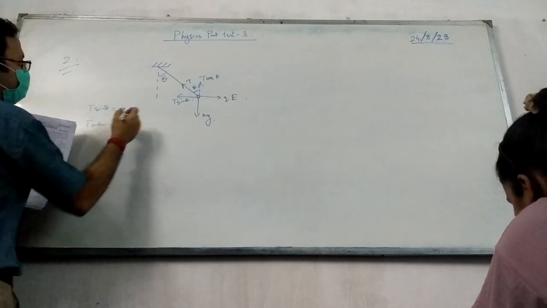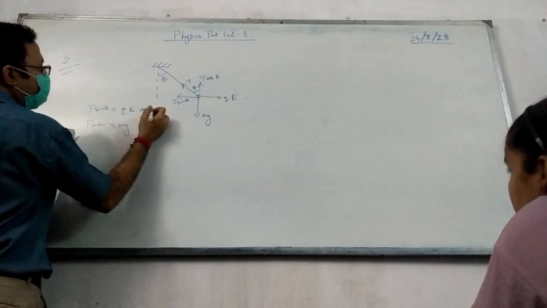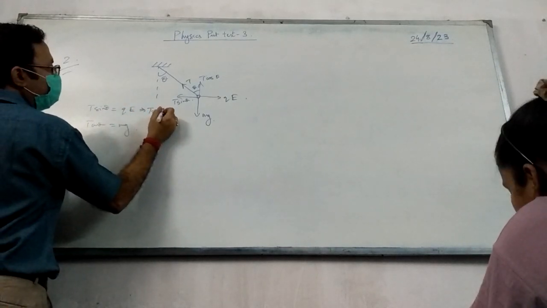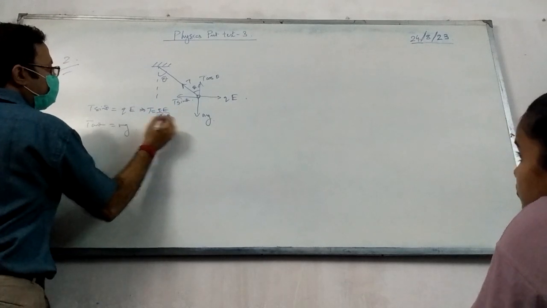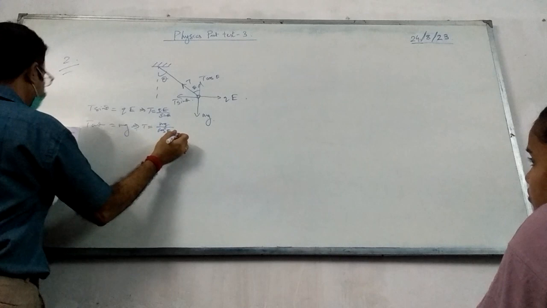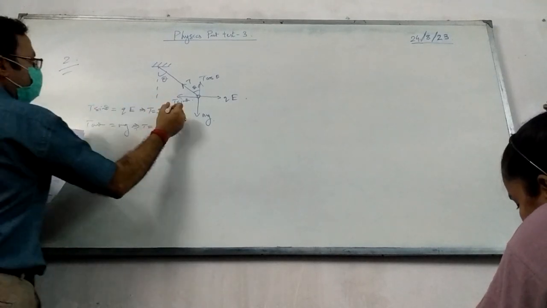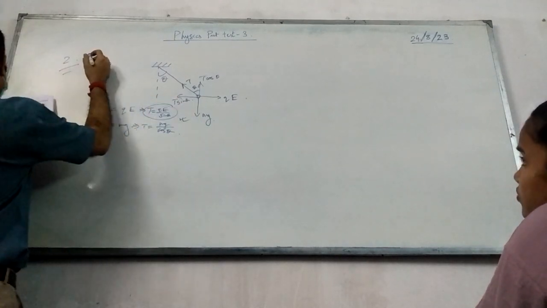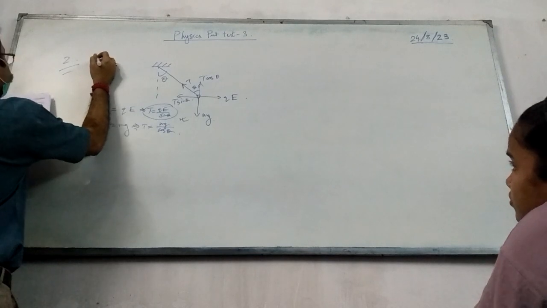Now they want you to find out the tension in the string. So either you can use this formula which says T equal to qE by sin theta, or you can use this formula T is equal to mg by cos theta. So the options which are given, the correct option is qE by sin theta. So option C is correct.